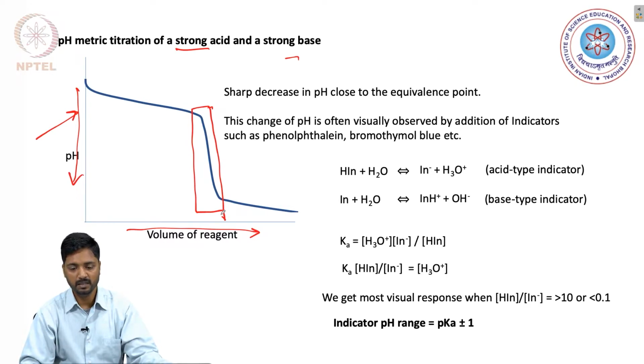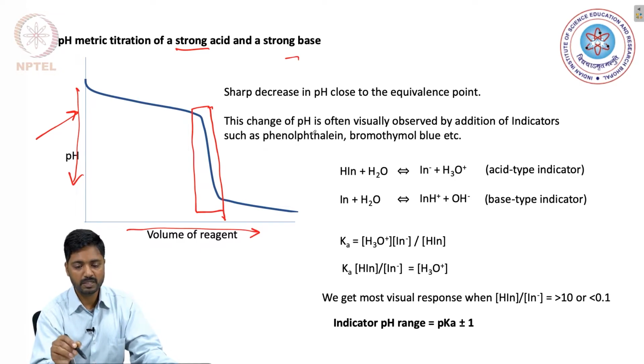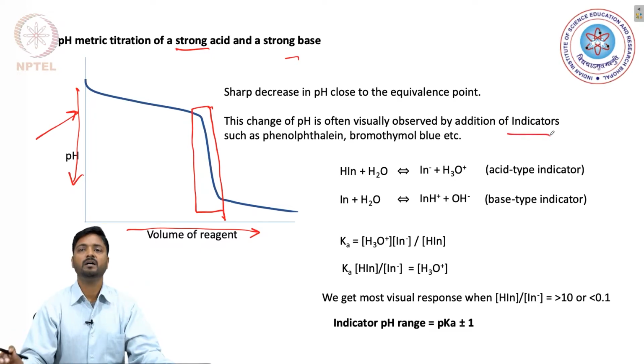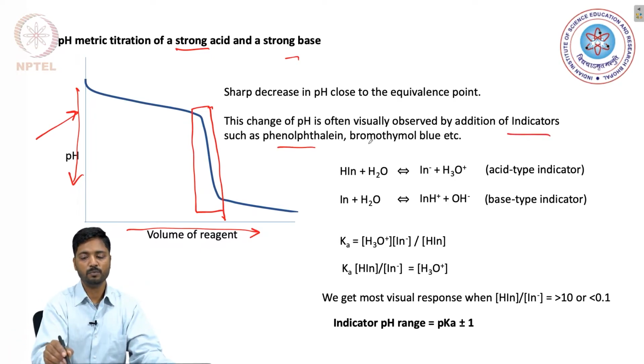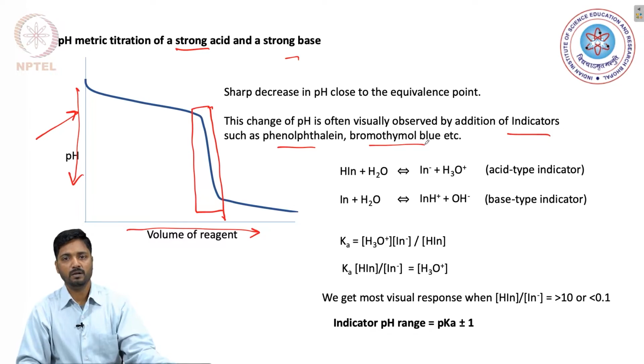Now, sometimes what we do, and that is in fact what you would have done in your school and colleges, is to add indicators such as phenolphthalein or bromothymol blue to these titrating solutions and observe the color changes in them as an indication of the completion of the titration or achievement of the equivalence point.